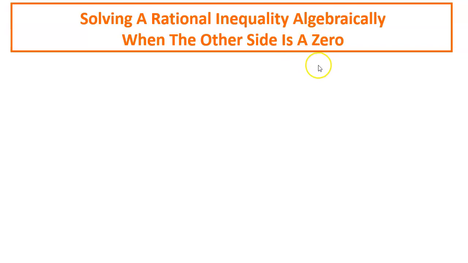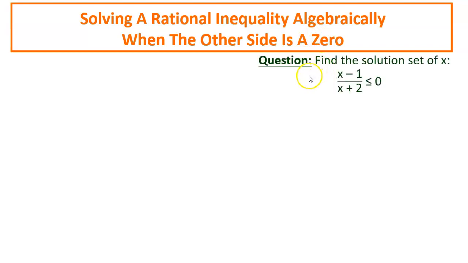Let us first of all look at the given inequality. The question is, find the solution set of x where (x minus 1) over (x plus 2) is less than or equal to 0. Now (x minus 1) over (x plus 2), this is the rational expression.